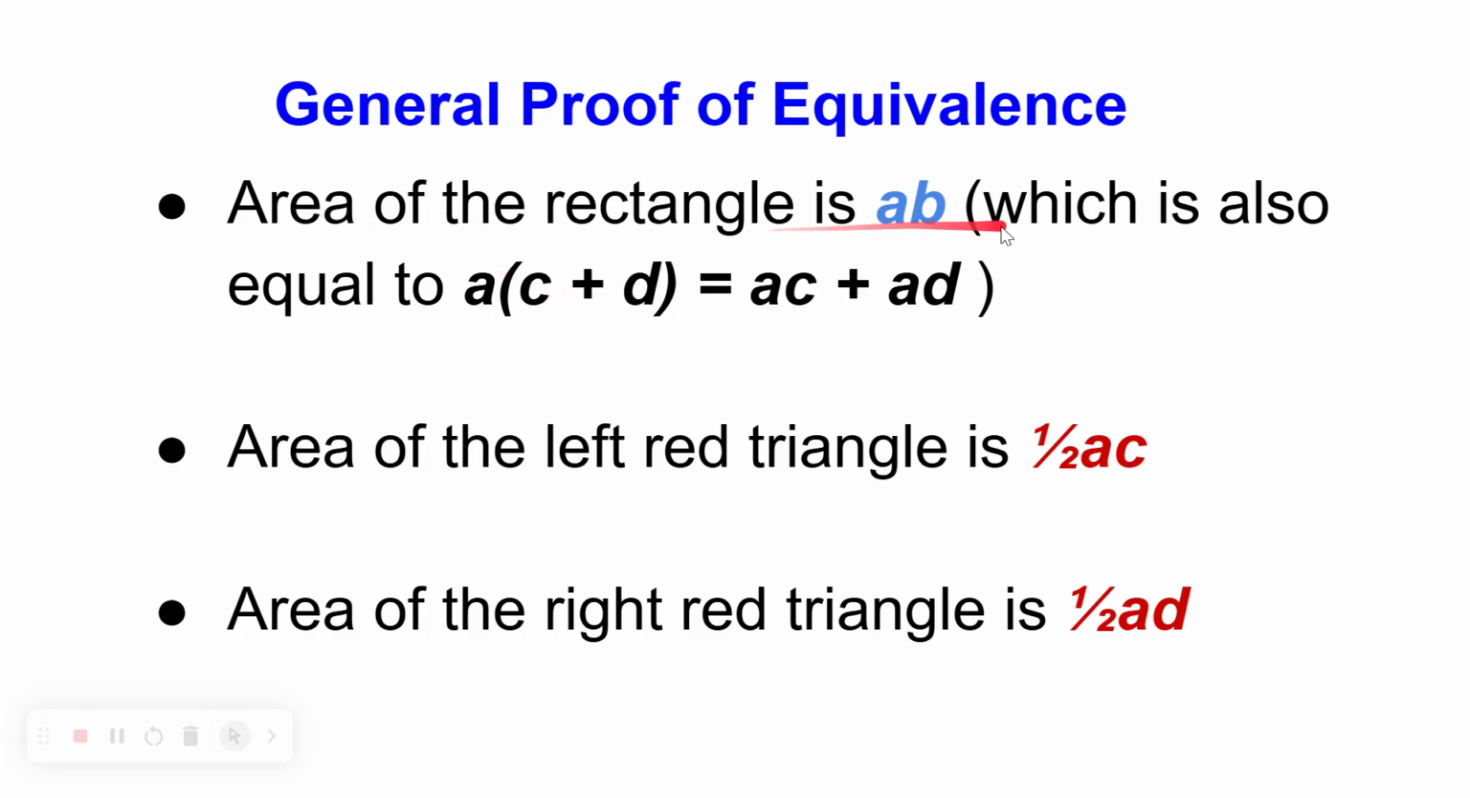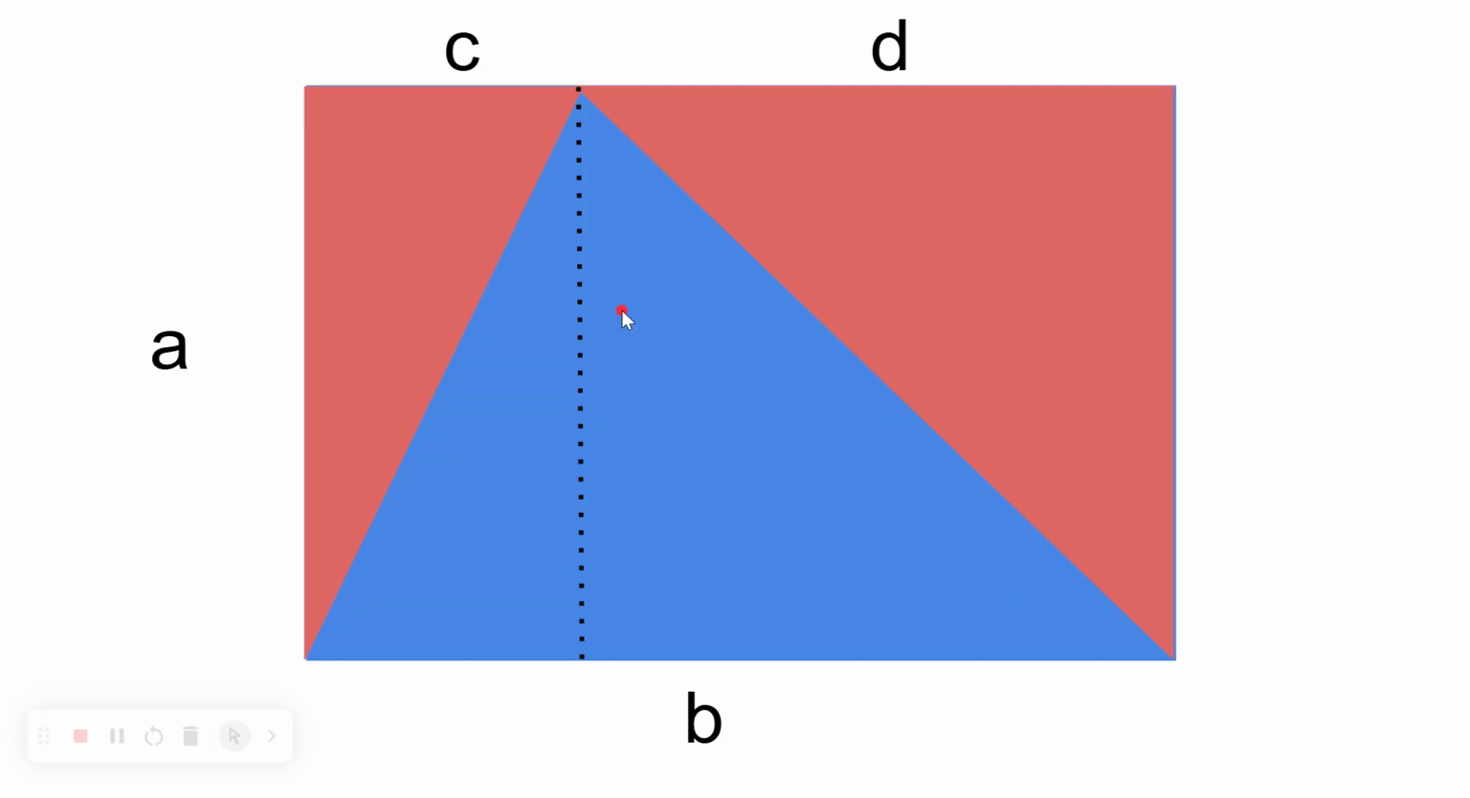We know the area of the rectangle is AB, right, because we talked about that at the beginning of the video, which is also equal to A times (C plus D), if you think about it, right? So imagine these red triangles aren't here for a second. Just look at the rectangle for a moment. We recognize that B equals C plus D, right, because this segment plus this segment equals the whole bottom.